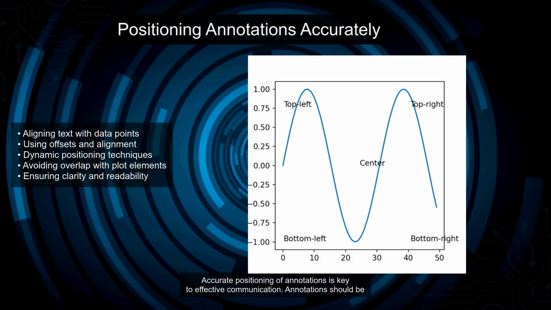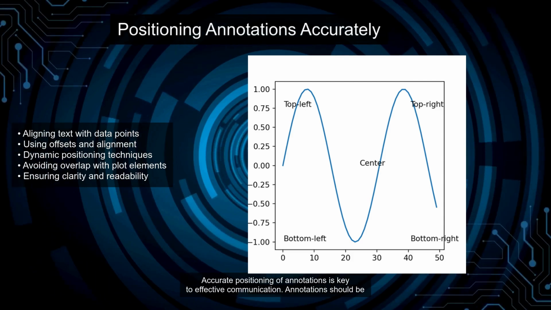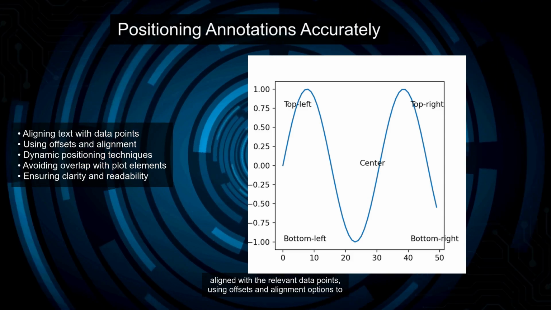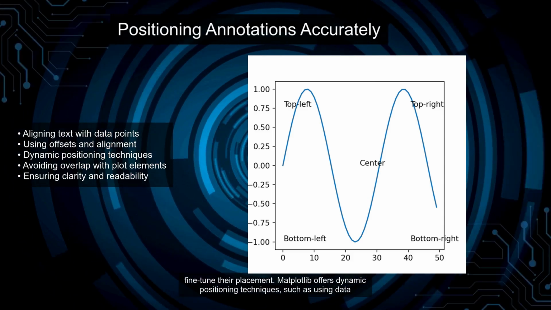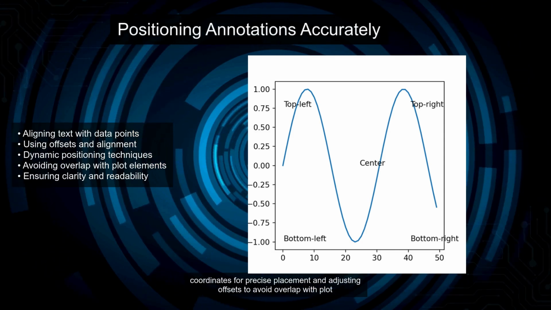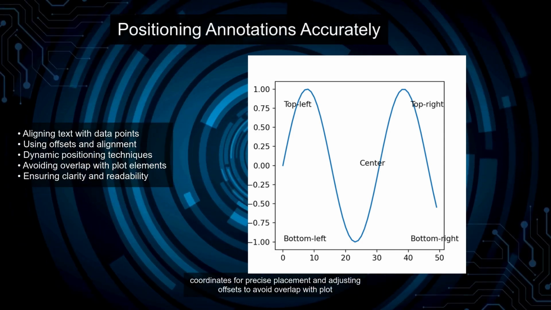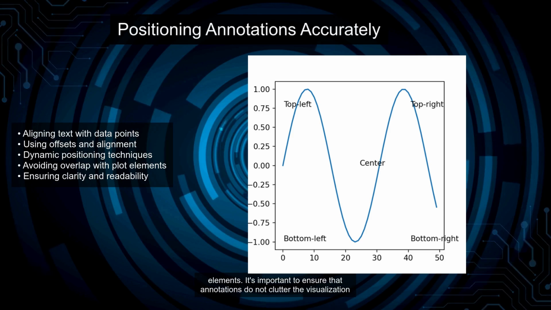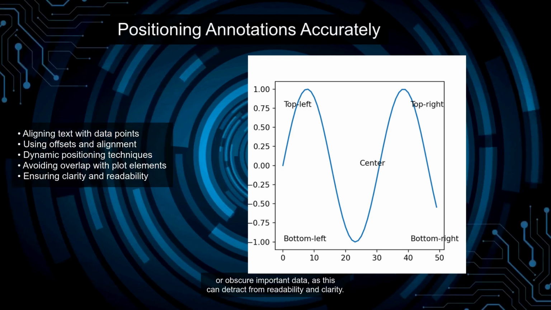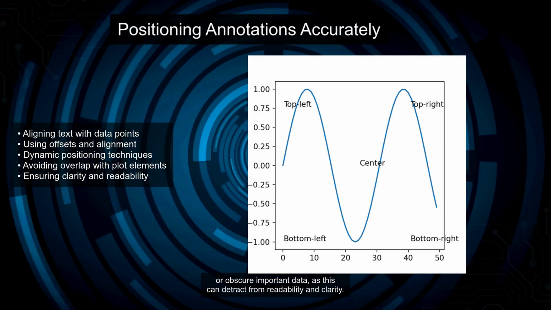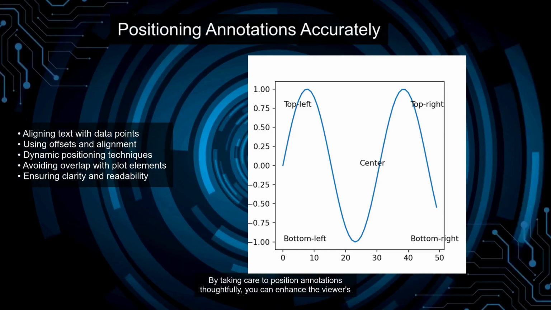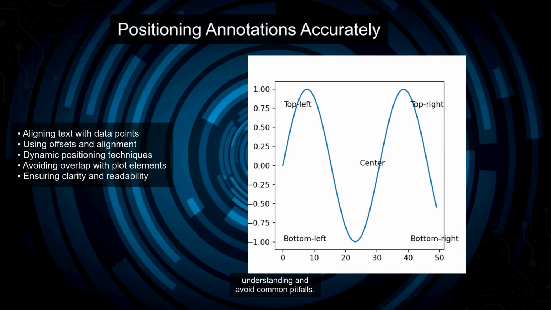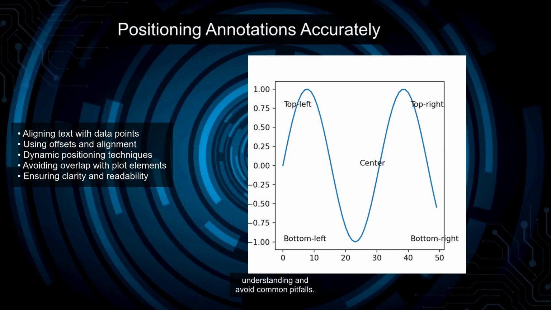Accurate positioning of annotations is key to effective communication. Annotations should be aligned with the relevant data points, using offsets and alignment options to fine-tune their placement. Matplotlib offers dynamic positioning techniques, such as using data coordinates for precise placement and adjusting offsets to avoid overlap with plot elements. It's important to ensure that annotations do not clutter the visualization or obscure important data, as this can detract from readability and clarity. By taking care to position annotations thoughtfully, you can enhance the viewer's understanding and avoid common pitfalls.